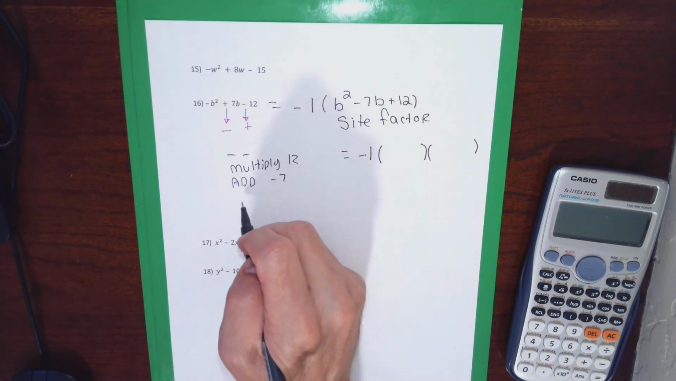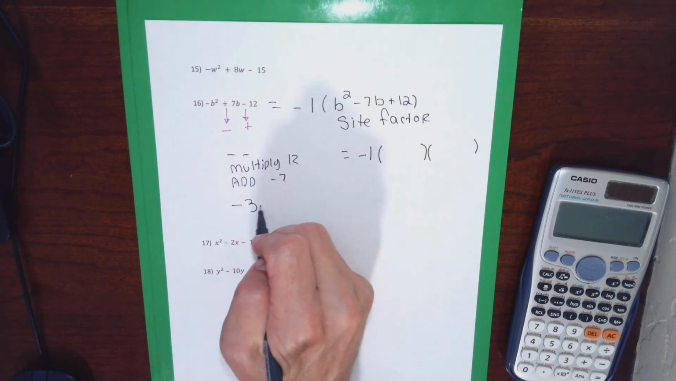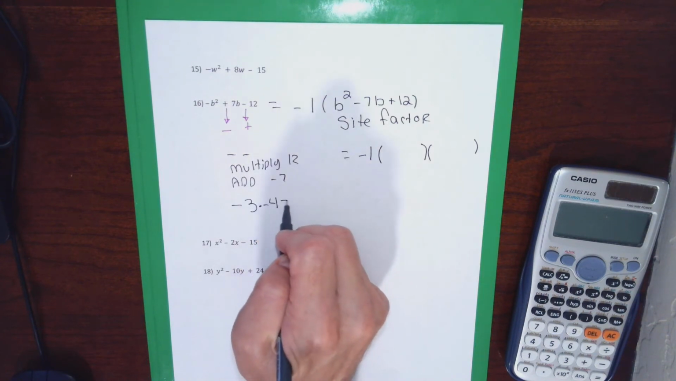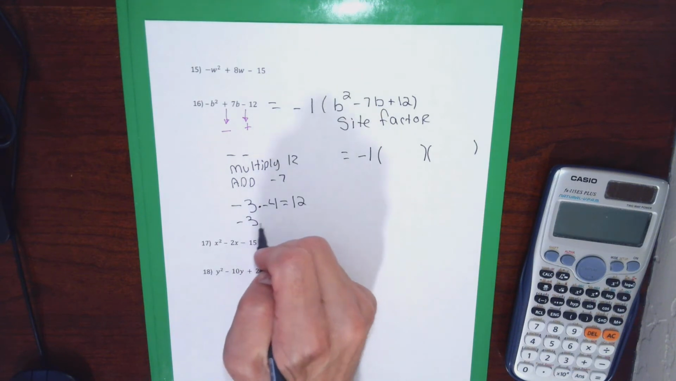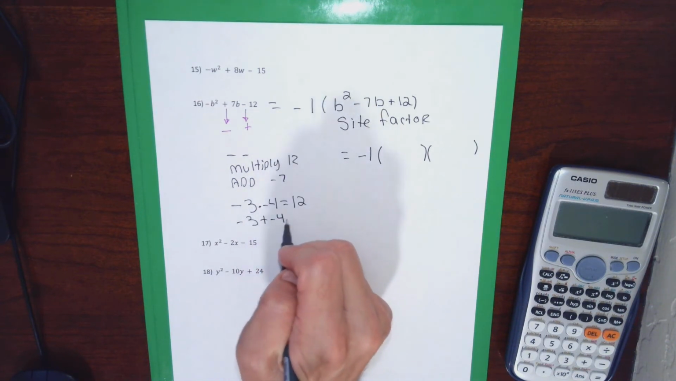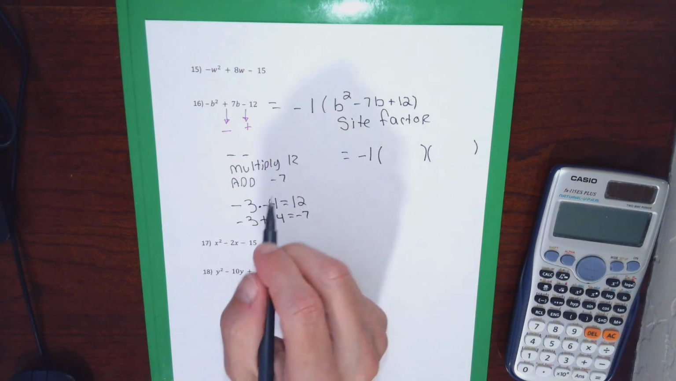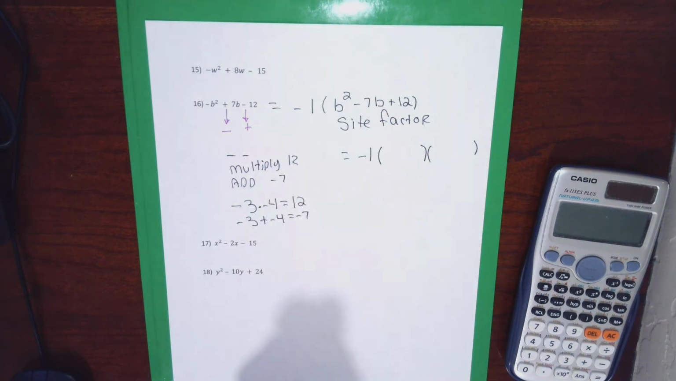The numbers I'm going to need are -3 and -4. Because if you multiply -3 and -4, you get +12. And if you add -3 and -4, you get -7. So the -3 and -4 are going to be the lasts in my parentheses.